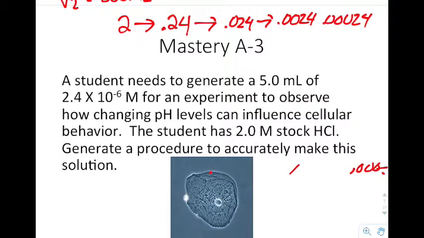So we're going to set up the process of a serial dilution. The first step is really the only one that's any different. We'll do the first two, and then the rest of them are going to be the same until you get to 2.4 times 10 to the minus 6th.